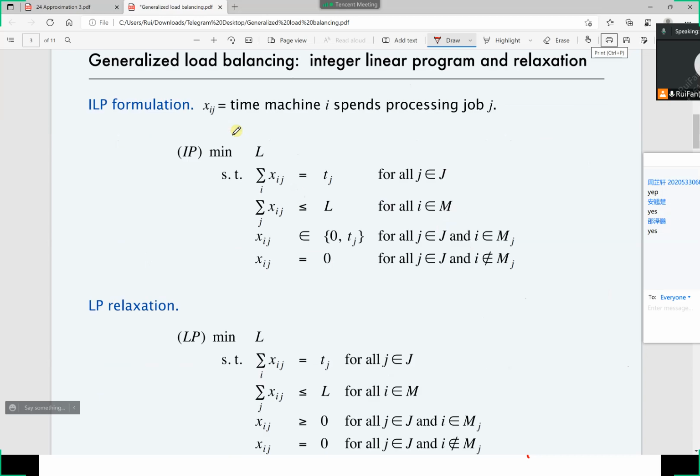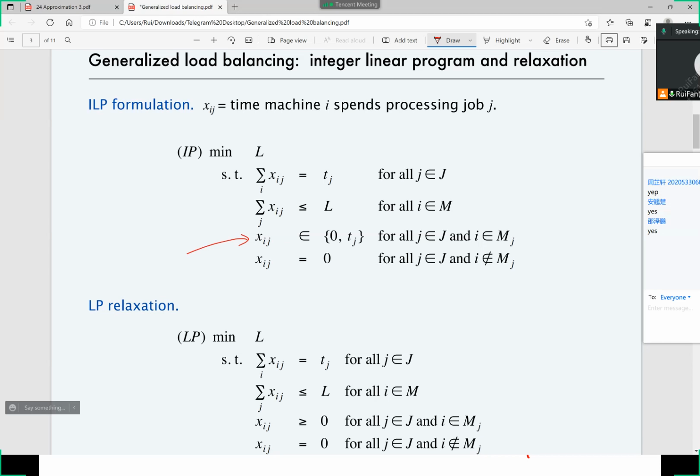Okay, so instead, in order to solve this generalized load balancing, we're going to use a technique that we talked about earlier, which is called integer linear programming. Remember, we talked about linear programming, which is to optimize a linear objective subject to linear constraints. And integer linear programming is that not only do you have linear constraints, you also have these integrality constraints, where some variables are constrained to be integers.